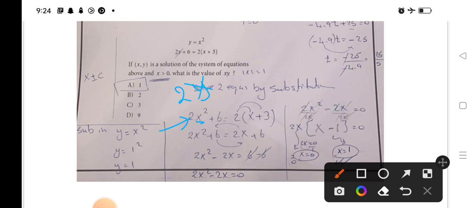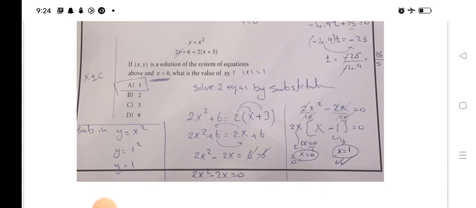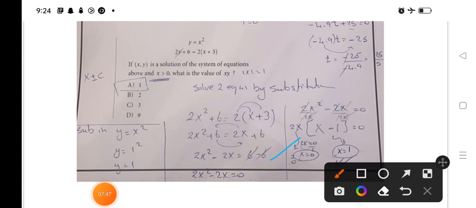It was 2y plus 6 equal to, open bracket, x plus 3. So I omitted this y, put instead 2x squared, plus 6. I will distribute. Remember, distribute. 2 times x, 2x. 2 times 3, plus 6. Then I put the x's together and the numbers together. Positive 6 will go to the other side as negative 6. So 6 will be omitted with 6, gives me 0. Means I have here 2x squared minus 2x equals 0.